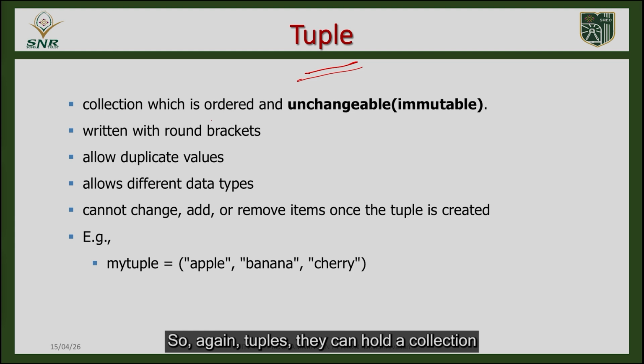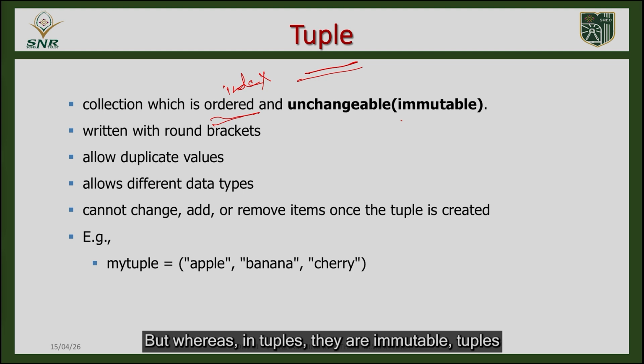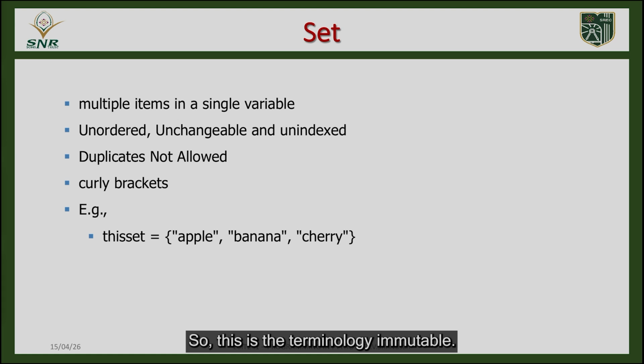So again, tuples can hold a collection of values or a sequence of values, and just like a list, they are also ordered. That is, they have the index position. And this is the difference between lists and tuples. Lists are mutable, that is, the values once assigned inside a list can be changed at any moment, whereas tuples are immutable, which means once we assign the values inside tuples, they cannot be changed. So this is the terminology, immutable.